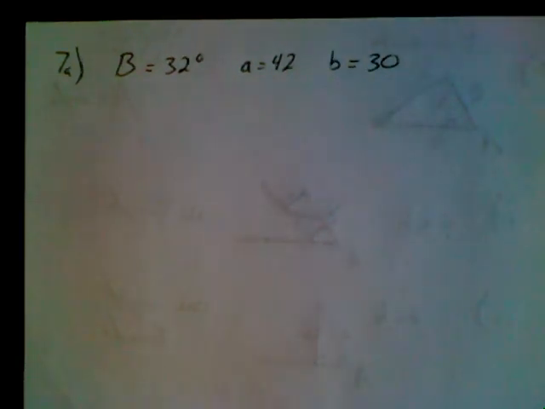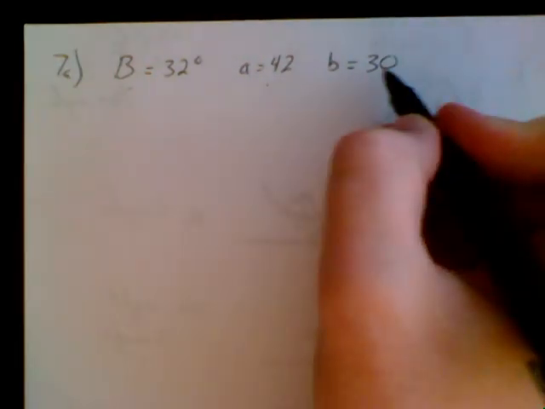Unit 3, section number 1. Again, we're looking at law of sines, and now we're actually going to look at the examples. 7a is this example. Now, this is the ambiguous case. This is the angle, side, side.